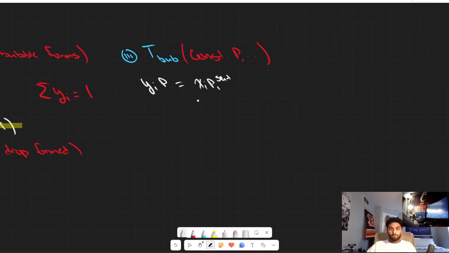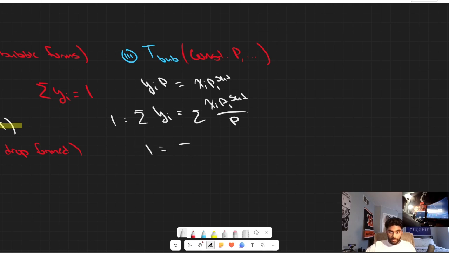And once again, we don't know our vapor phase compositions because we have a completely liquid system. So we'll divide over the pressure to this side actually. So y_i equals x_i P_i^sat over the total pressure. Again, we'll take the summation of both sides. Again, this is equal to 1. So what we have is 1 equals the summation of x_i P_i^sat, which is a function of temperature, over pressure.